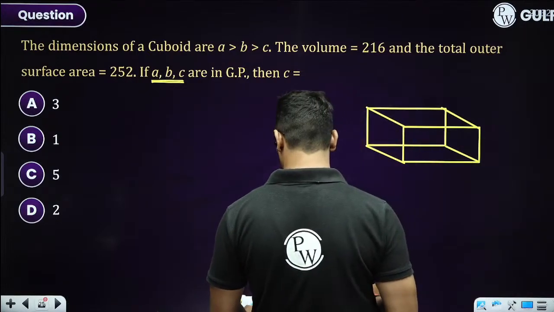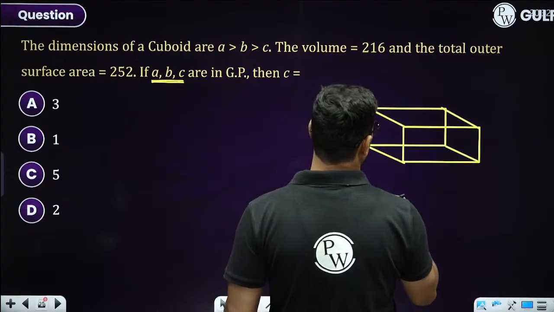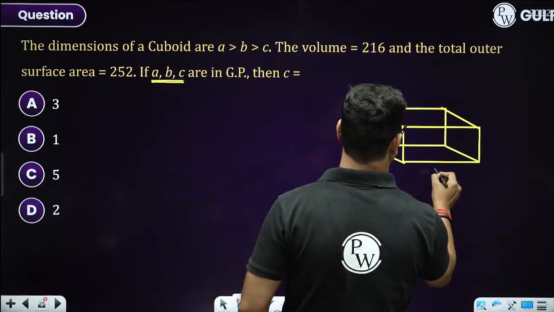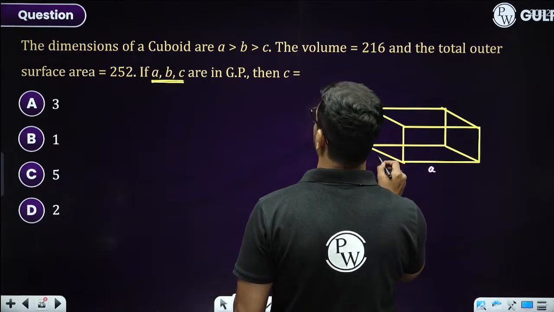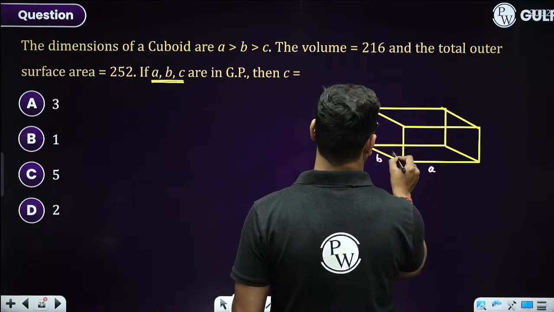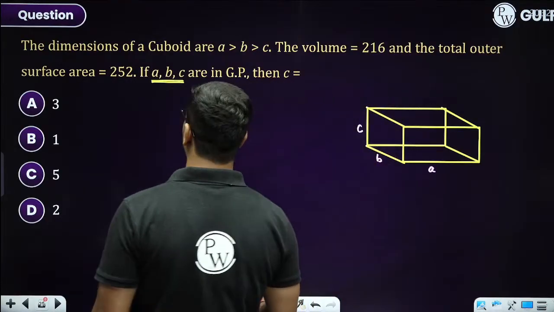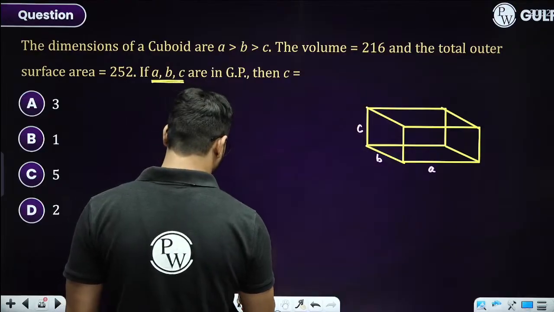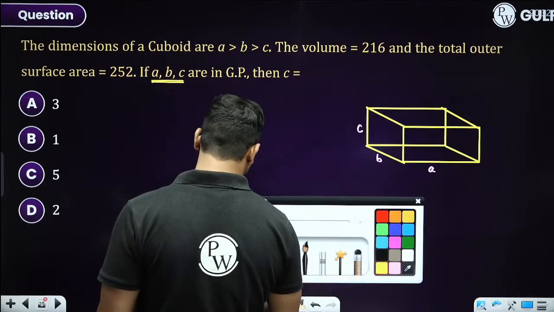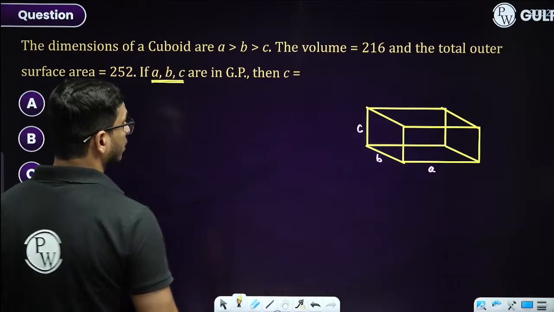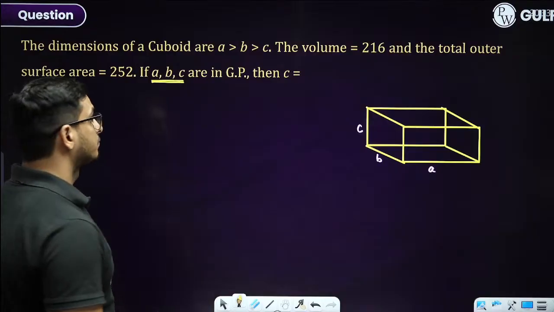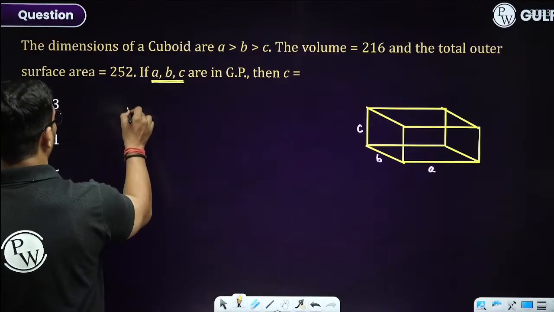Cuboid. Now, the longer side, this is A. Let's suppose this one is B and this one is C. Now find the volume. Volume of cuboid is ABC, that is, length times breadth times height.